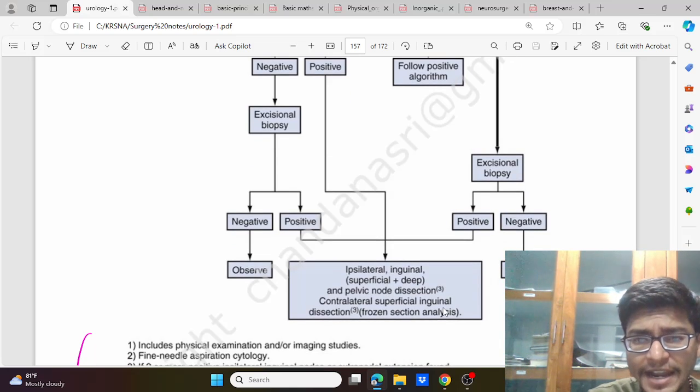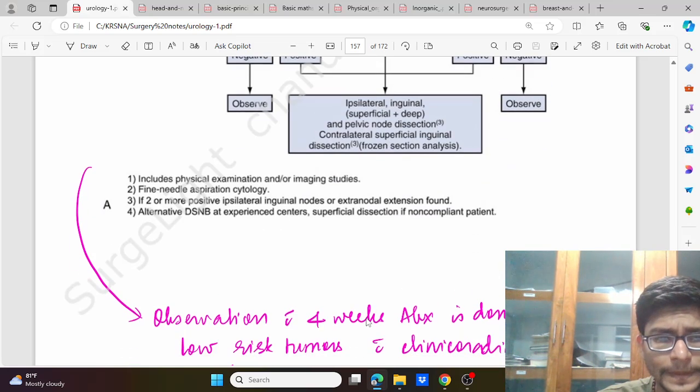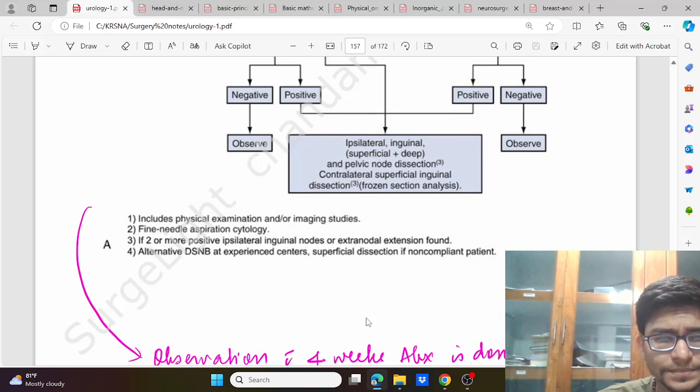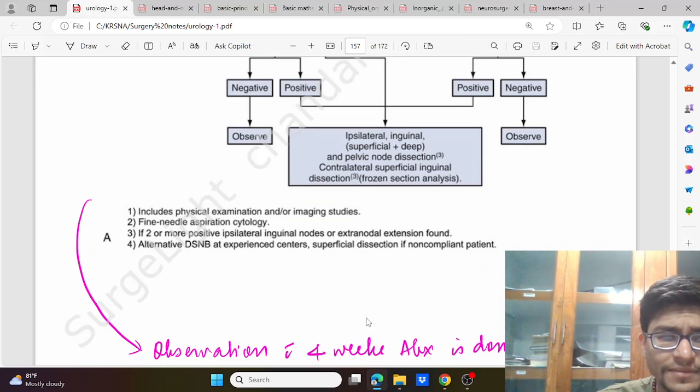So in the end, when either FNAC or the excisional biopsy is positive, we go for ipsilateral inguinal superficial and deep lymph node dissection along with pelvic lymph node dissection. And in case of contralateral superficial inguinal dissection, we'll go for frozen section if possible. Here, what we considered in physical examination of the lymphatics includes not just the clinical examination, but also the imaging studies. FNAC is fine needle aspiration cytology, as we have seen.